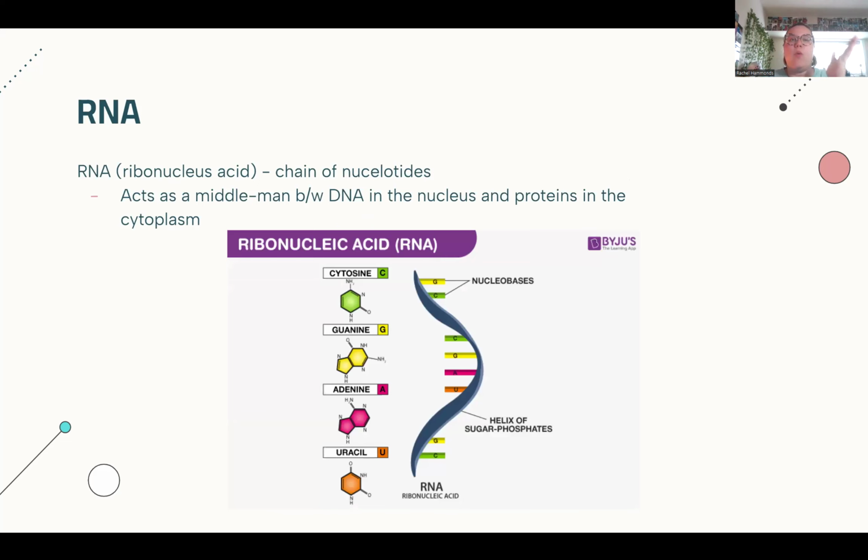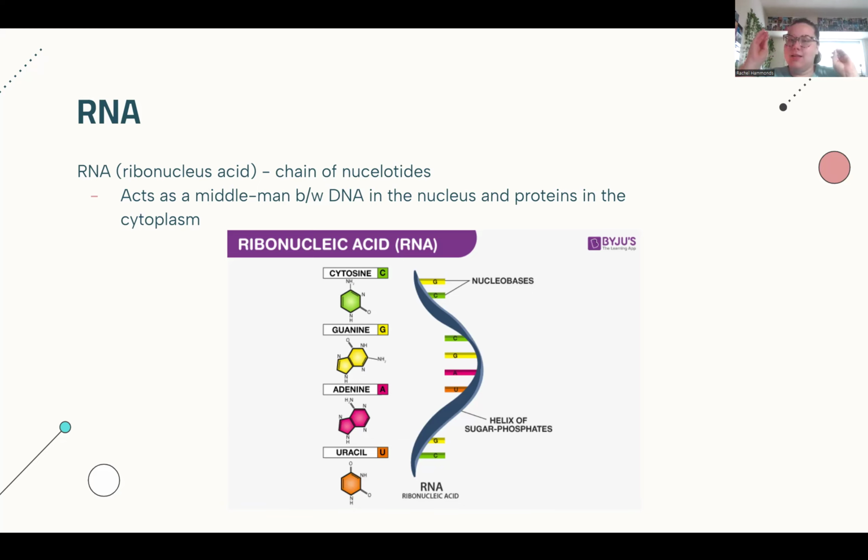So RNA, what is RNA? We've talked a lot about DNA. Now we're going to talk about RNA. RNA, ribonucleic acid. Remember that DNA is deoxyribonucleic acid. So RNA is ribonucleic acid, a chain of nucleotides. It's not a double helix, it's a single helix. It acts as the middleman between DNA in the nucleus and proteins in the cytoplasm.